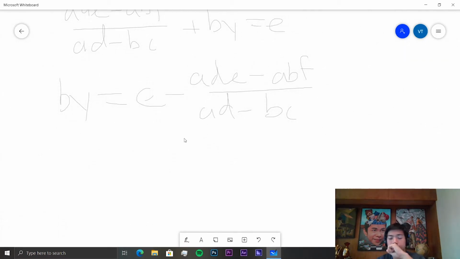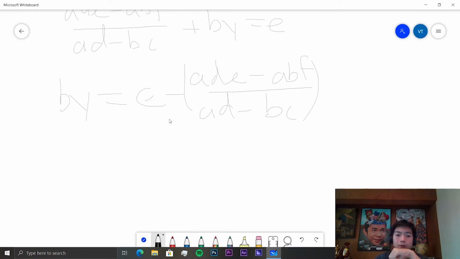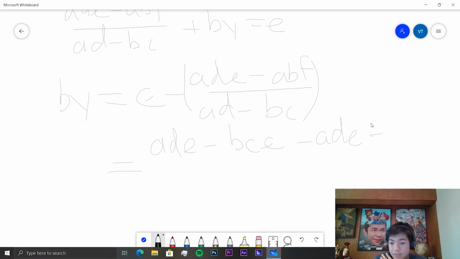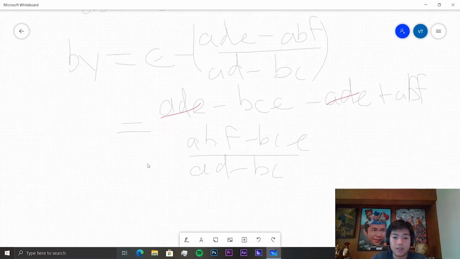Put brackets around that so we don't get confused. So we can multiply this, convert it into this fraction. So we have ade minus bce minus ade plus abf effectively. And so if we cancel these two out, we're left with abf minus bce over ad minus bc. So that's equal to by.